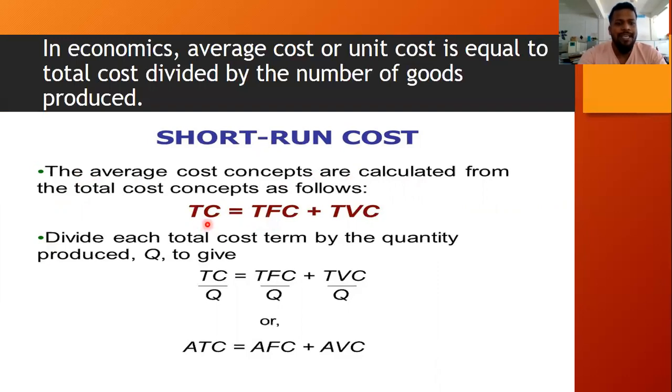Like the previous slide, total cost is equal to total fixed cost plus total variable cost, each divided by the quantity. Total cost divided by quantity is called average total cost. Total fixed cost divided by quantity is called average fixed cost. Total variable cost divided by quantity is called average variable cost.